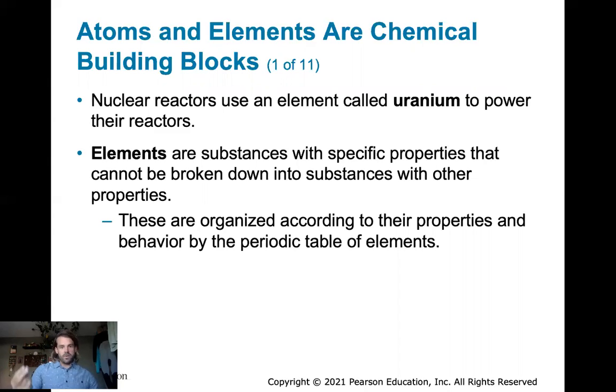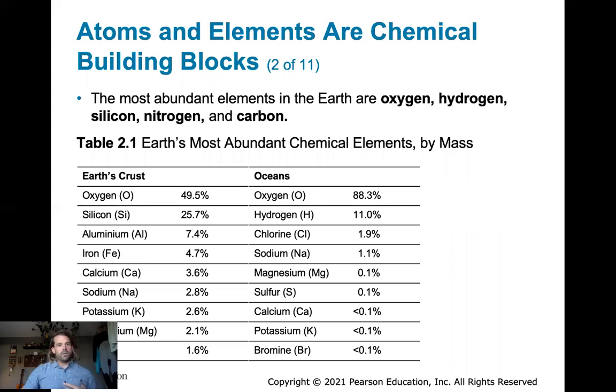Elements, by definition, are substances with specific properties that cannot be broken down further. So, for example, a sodium element, you can't chop that down and still get the properties of sodium any further, okay? Elements are organized according to their properties and behavior on the periodic table. I'm sure you've all seen the periodic table. And we're going to talk about the periodic table in a second.